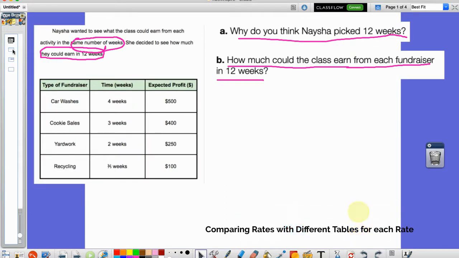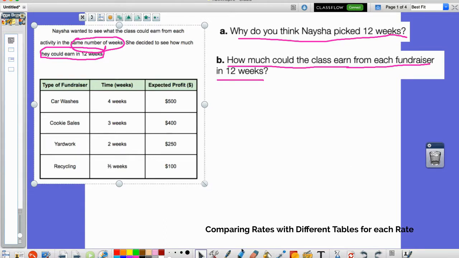Alright, so going back to the problem, letter B says, how much could the class earn from each fundraiser in 12 weeks? So what we're trying to do is figure out how much profit car washes can get in 12 weeks, how much profit cookie sales can get in 12 weeks, how much yard work can get in 12 weeks, and how much recycling can get in 12 weeks. It's going to look like this.